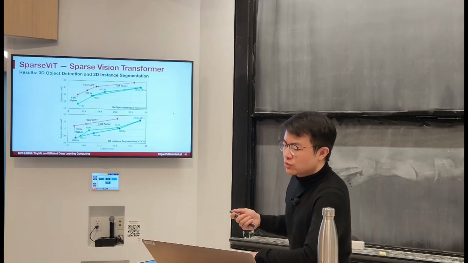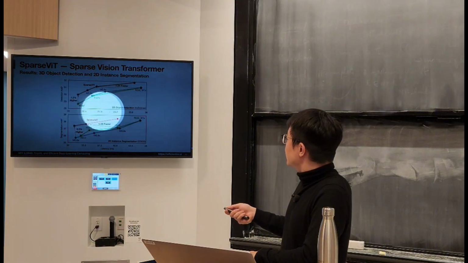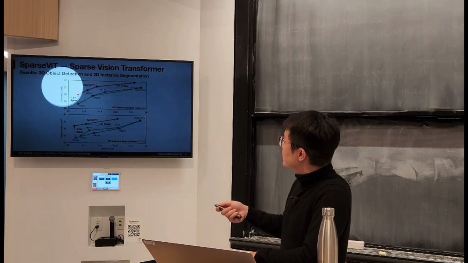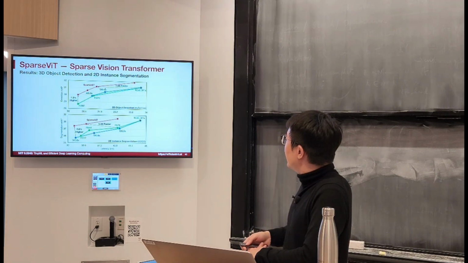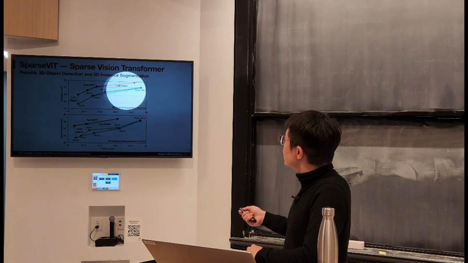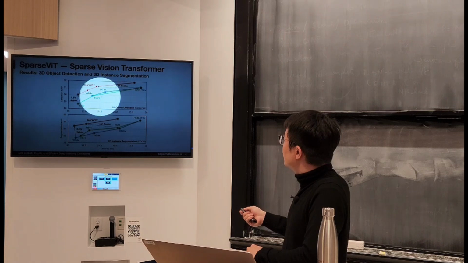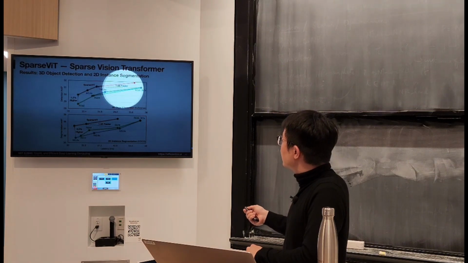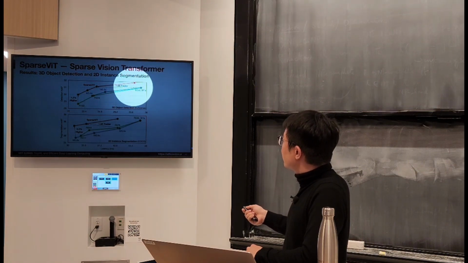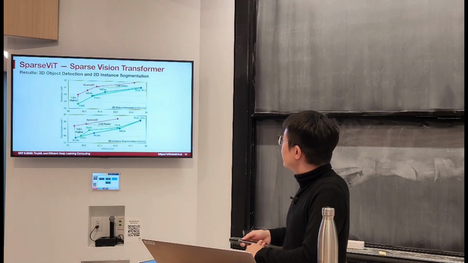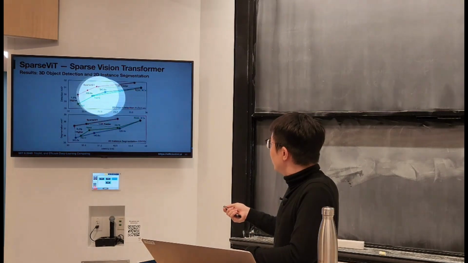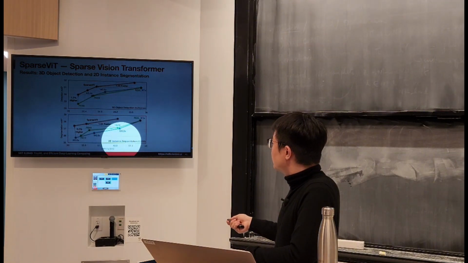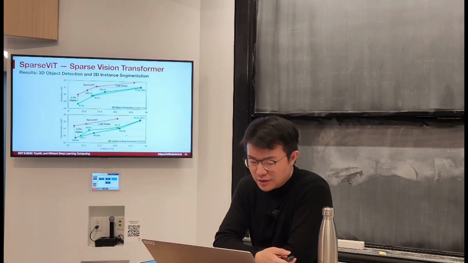So now let's see how much we can improve. Here is the latency, the lower the better. Here is the mAP, the higher the better. Here we are comparing with several baselines. For example, this is under 256 resolution, this is under 224 resolution. So sparse ViT can be 1.5 times faster compared with the baseline without using sparse ViT in this case. This is for 3D object detection, and this is for 2D instance segmentation.